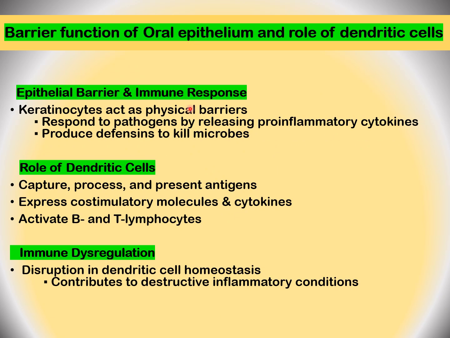Keratinocytes serve as physical barriers and respond to pathogens by releasing pro-inflammatory cytokines and defensins to kill microbes. Dendritic cells capture and present the antigens and express co-stimulatory molecules and cytokines and further activate B and T cells. So when the dendritic cell homeostasis is disrupted, it can lead to immune dysregulation and contributes to destructive inflammation.